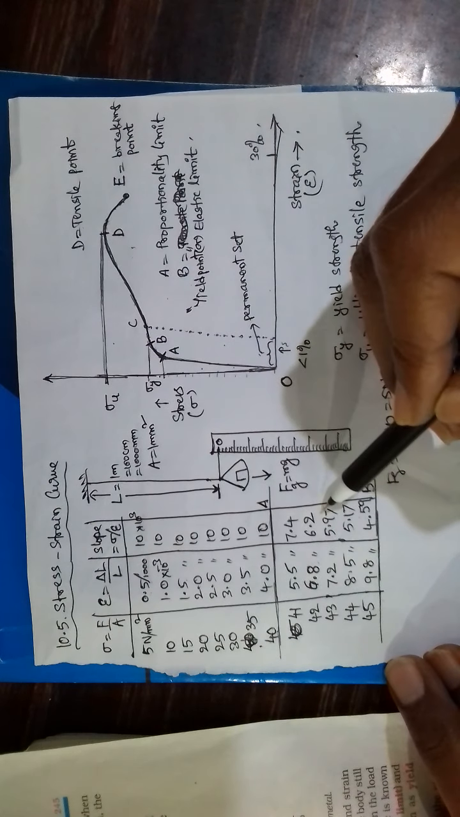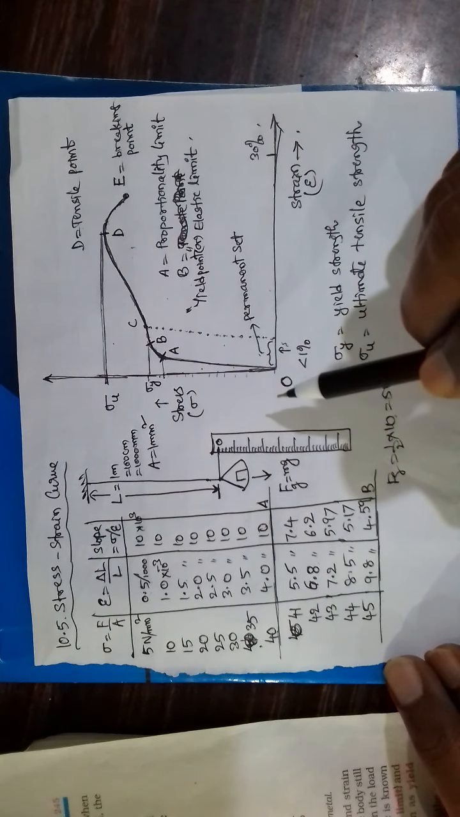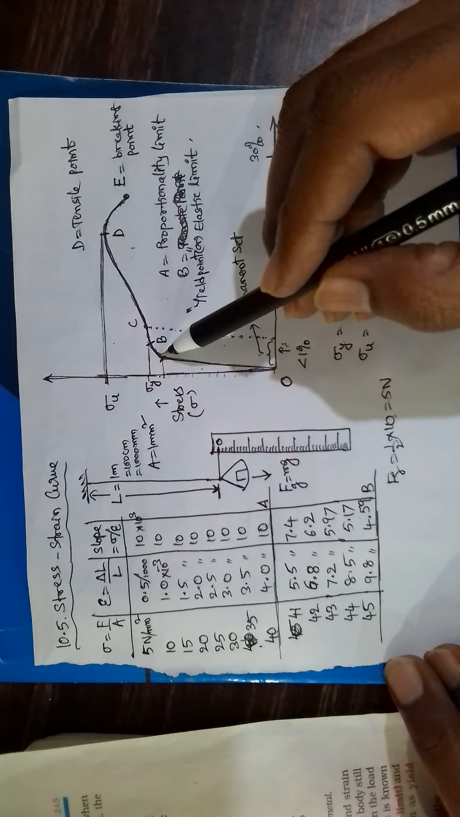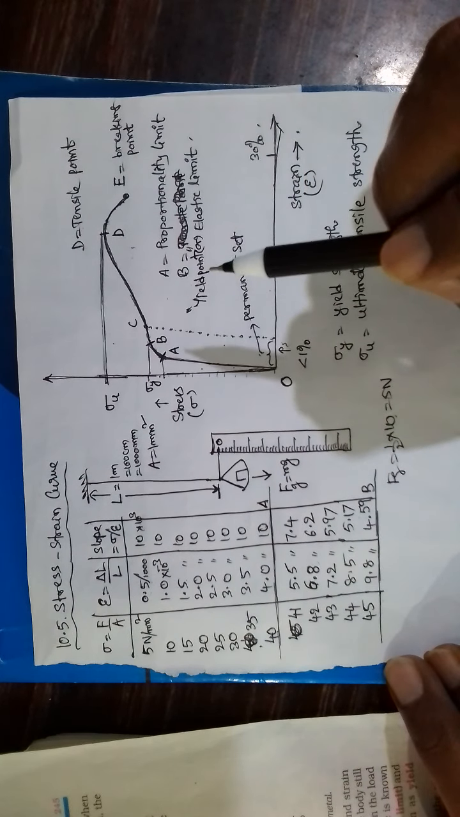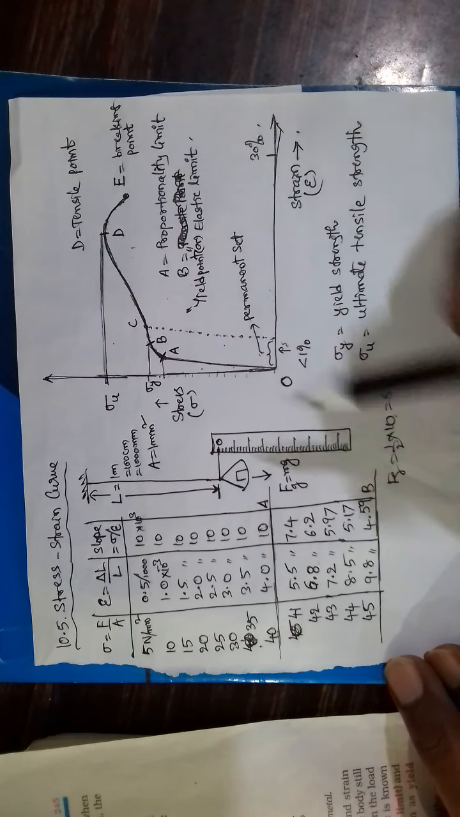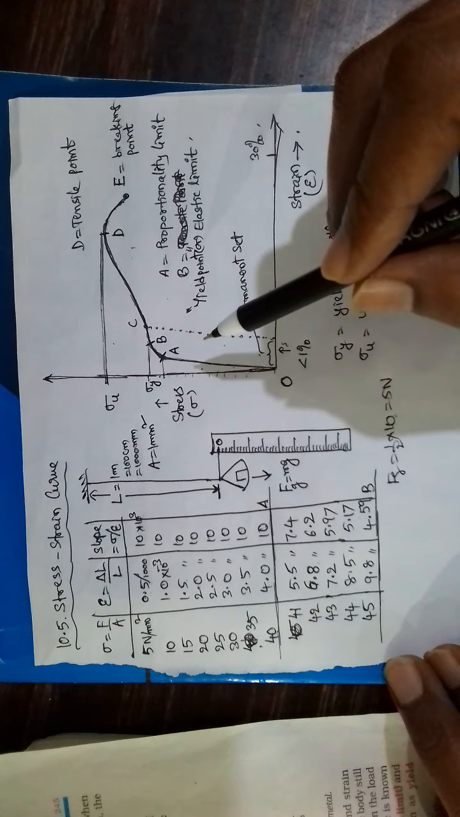So the reason is this. The ratio is not same, not constant. Okay, so after a point, our wire is not obeying Hooke's law. Then what about elasticity? Up to A it is elastic. But what after A, whether it is elastic or not?